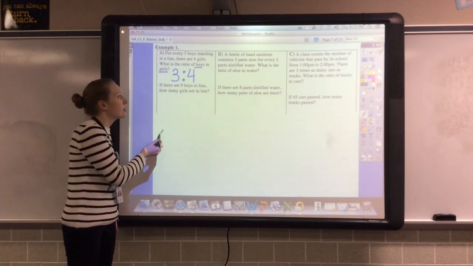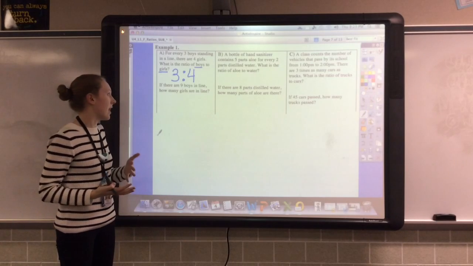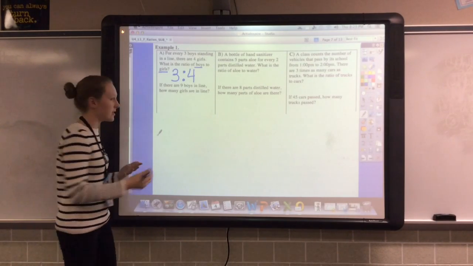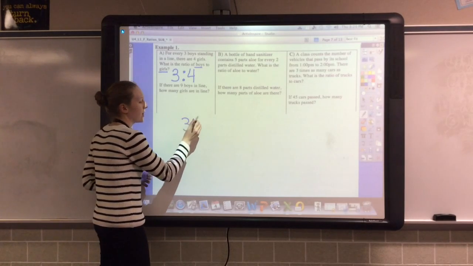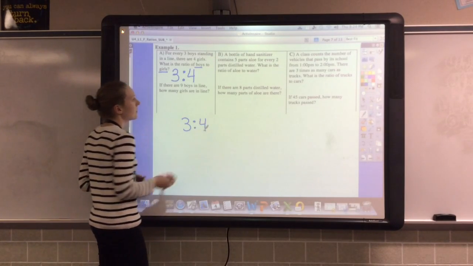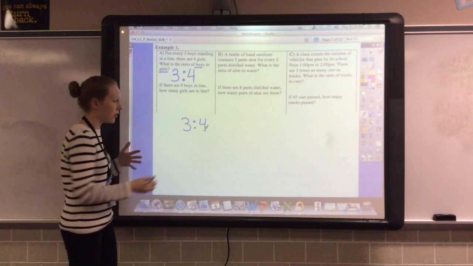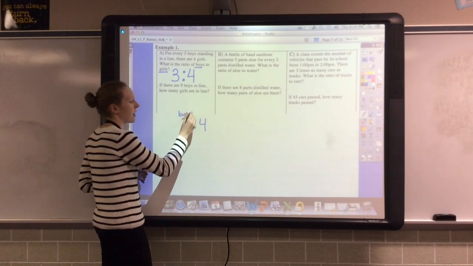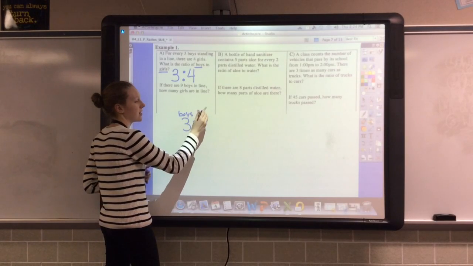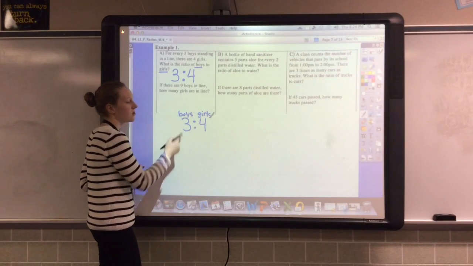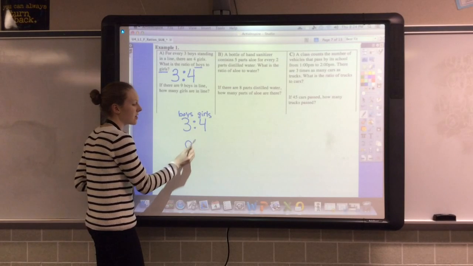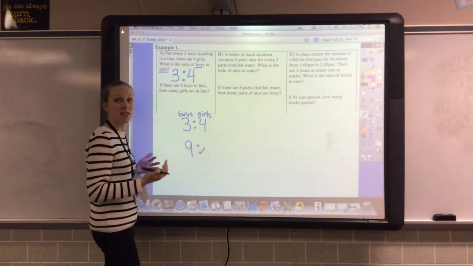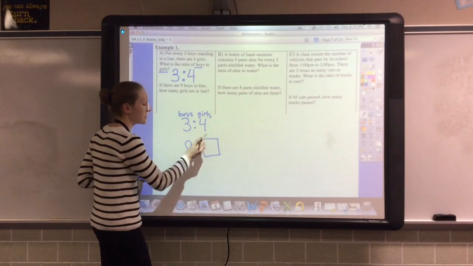Now the second part of the question says, if there are 9 boys in line, how many girls are in line? And one way to figure this out is we want to take our ratio. We had 3 to 4. And it's saying, well, now there are 9 boys in the line. So this 3, that was our boys, right? Our first number was our boys. Our second number was our girls. So that boys number is going to become a 9.